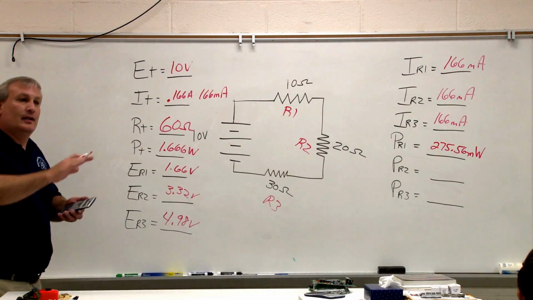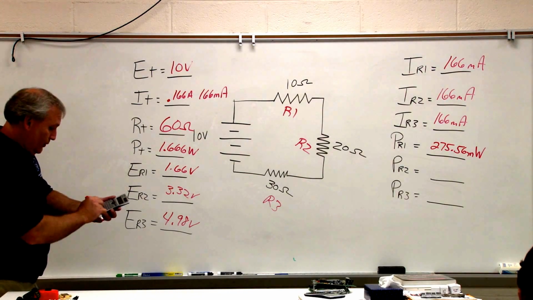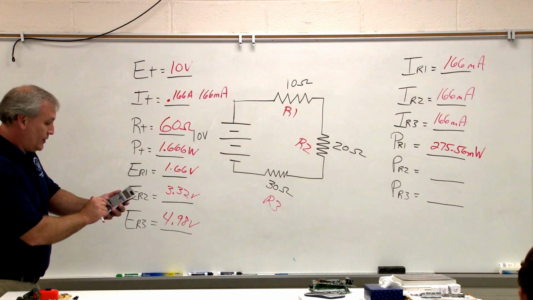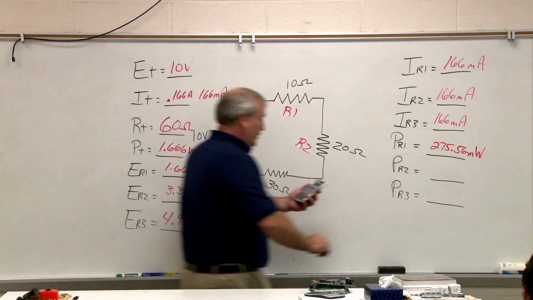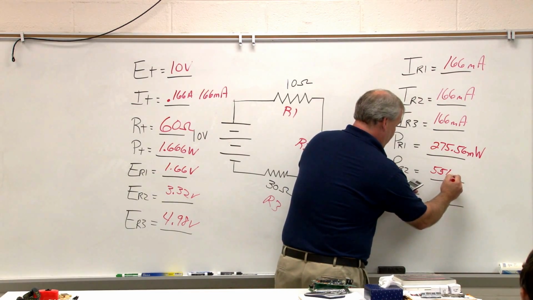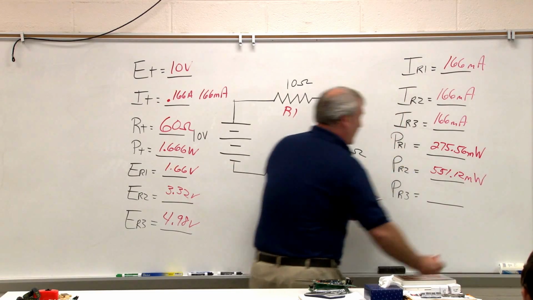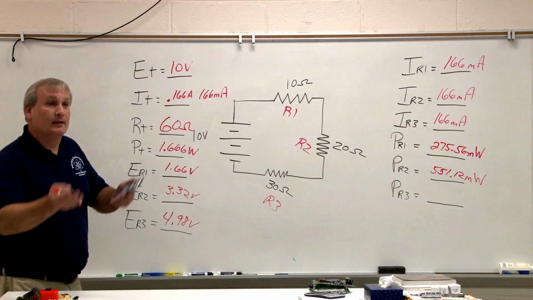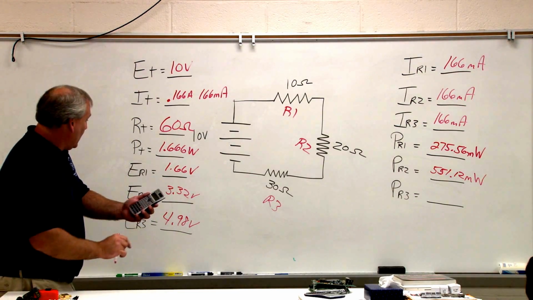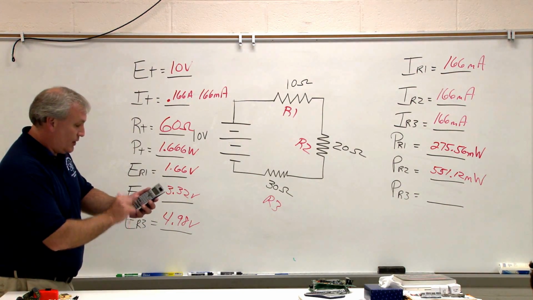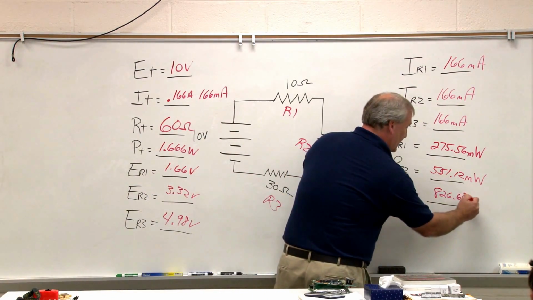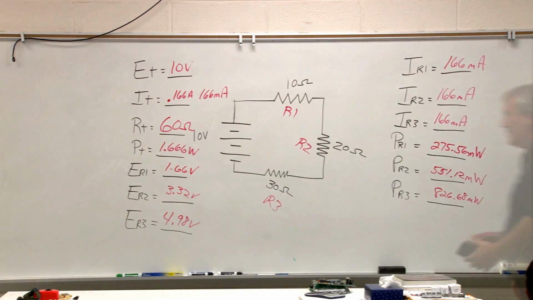PR2 would be what? ER2 times IR2. 3.32 volts times 166 milliamps, and we end up with 551.12 milliwatts. And then PR3 would be ER3 times IR3, 4.98 times 0.166, and we end up with 826.68 milliwatts. Hang in there.